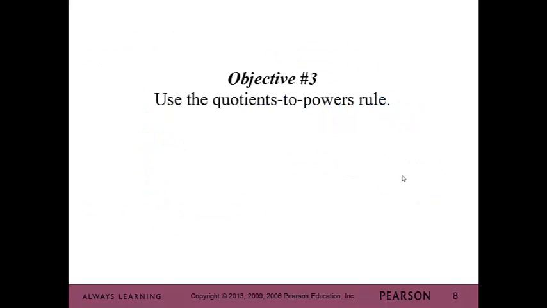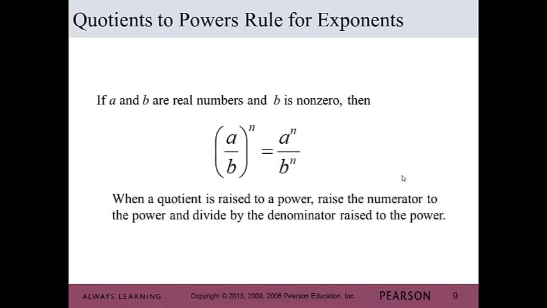Our third objective is to use the quotient to a power rule. And it says the following: if I have two bases, a and b, so base a divided by base b, and it is raised to a power, the nth power, the rule is to take each factor inside the parentheses and raise it to that power. So it's going to be a raised to the nth power, and then b raised to the nth power. So again, the rule is to take each factor and raise it to that power.